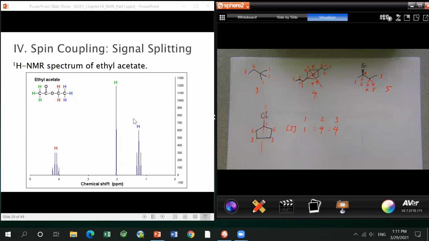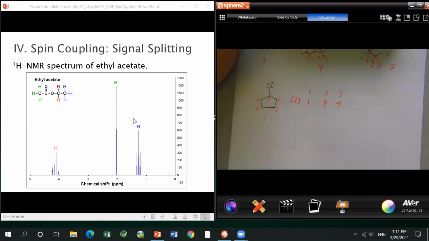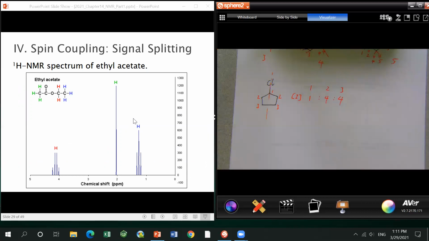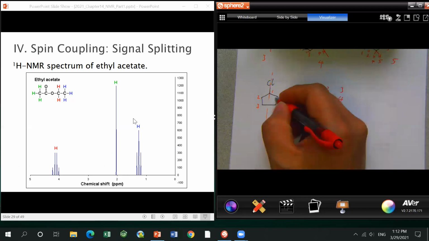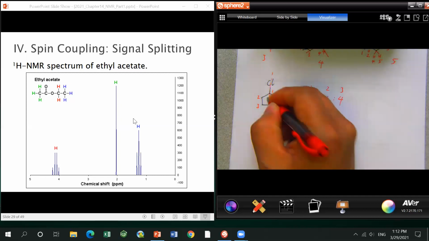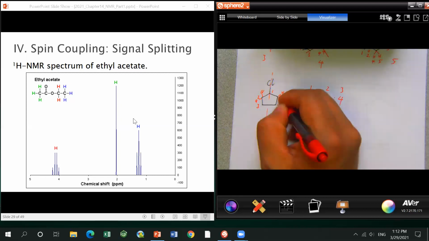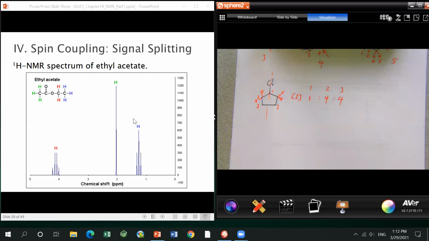Now we move to the most difficult part of this chapter, the spin coupling. This morning the students got totally lost in this part. 2 protons here, 2 protons here, that's totally 4. Same thing for the 3.